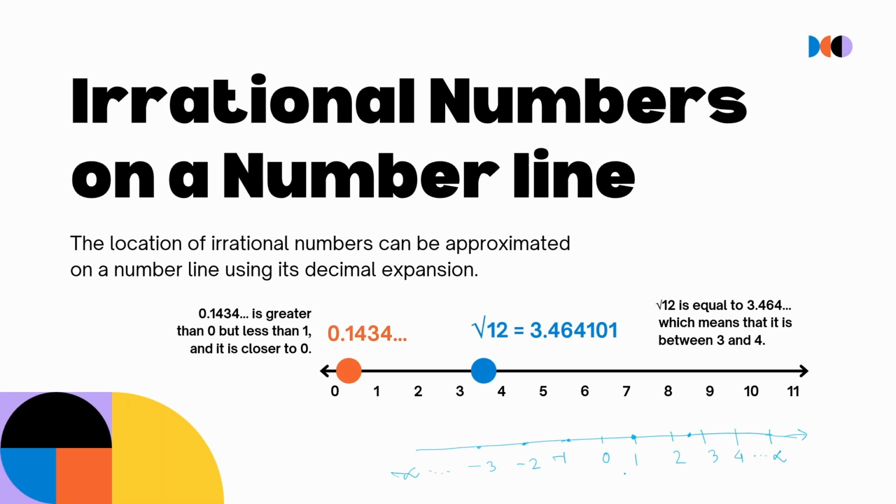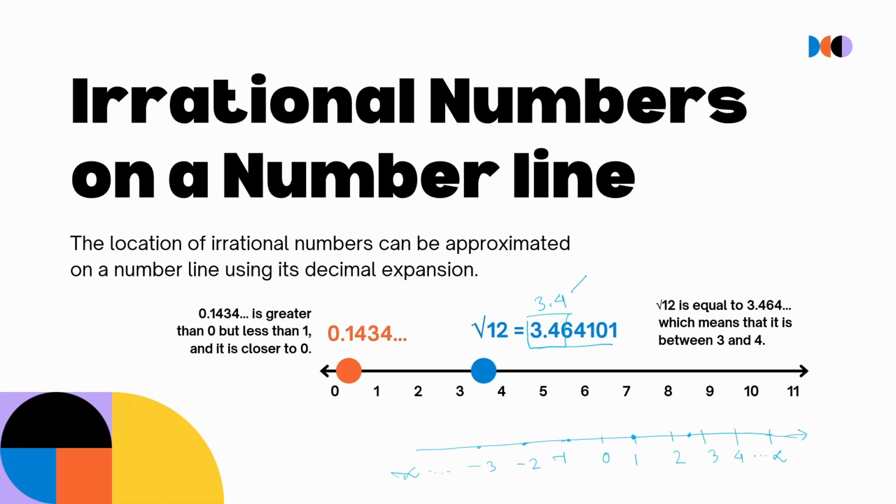Similarly, we need to plot irrational numbers as well. We first need to evaluate or approximate the value of that irrational number, and then using that approximate value, we plot that irrational number on the number line. So suppose root 12 equals 3.464101. This is the value. If you look closely, it is in between 3 and 4.